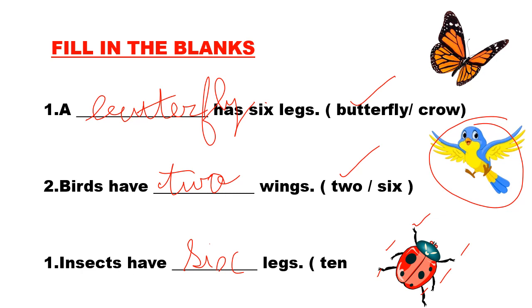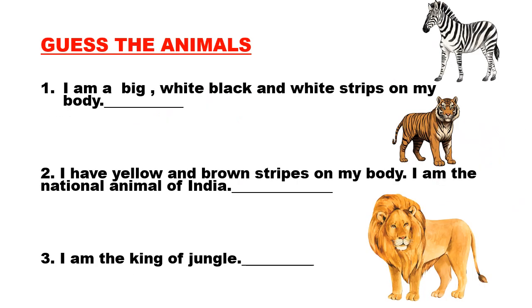Okay students, all right, so here is another exercise. Guess the animals. You have to guess the animal. Okay, so let's get started with the first one. I am big. I have black and white stripes on my body. What is it? Zebra. It has white and black stripes all over its body. Yes, so zebra.